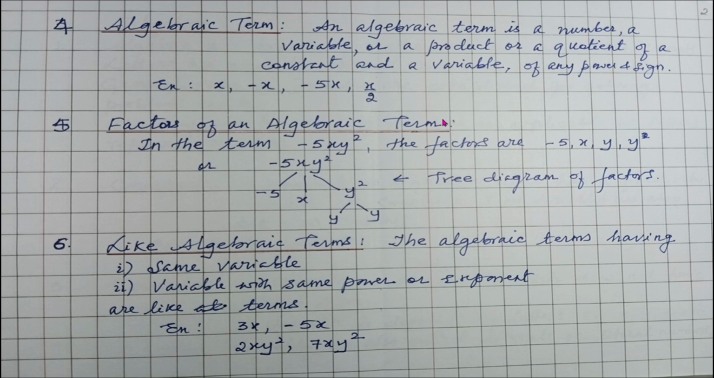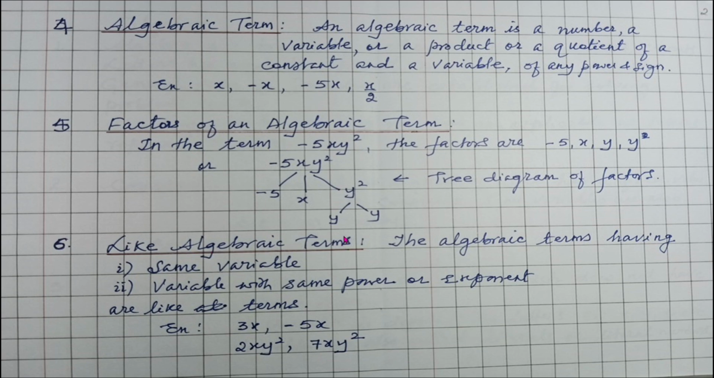Factors of an algebraic term. In the term minus 5xy square, the factors are minus 5, x, y, and y. That means I can split minus 5xy square as minus 5 is one factor, x is another factor, and y square is another factor, and y square can be split as y and y. So this is the tree diagram of factors. So please remember that. Now when I multiply the factors, I get back the algebraic term.